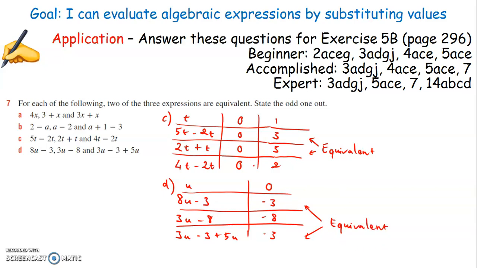So you can see here, in these questions, the whole idea is you just have to substitute in a few values, usually 0, and you can work out which one would give you the same answer. And if two expressions give you the same answer for multiple values, then they are equivalent. Okay? I hope this helps you with question 7.